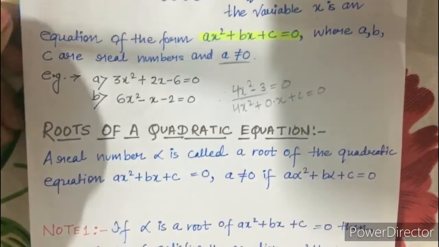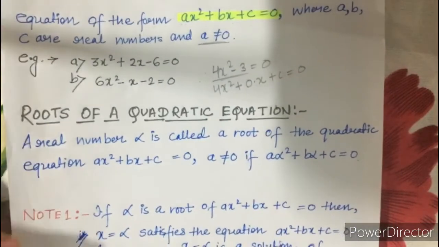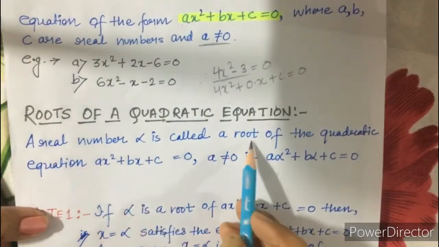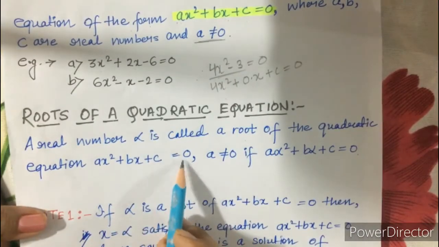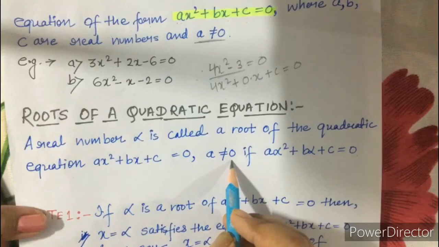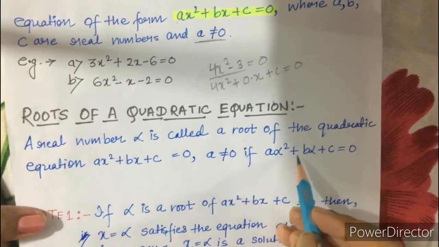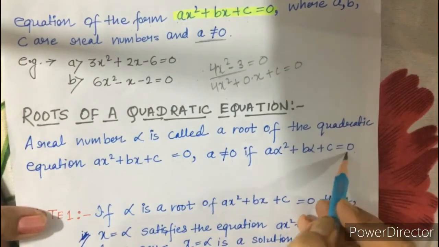Now let us see what are the roots of a quadratic equation. A real number alpha is called a root of the quadratic equation, this one, ax square plus bx plus c is equal to 0, a is not equal to 0, if a alpha square plus b alpha plus c is equal to 0.